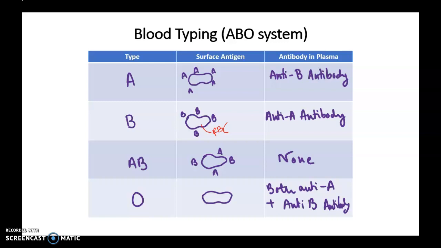Sorry class. However, a person with type B blood has B antigen, and in his plasma there will be anti-A antibody. A person with blood type AB will not have any antibody in the plasma, and if you look at a person with O blood type, he will have both anti-A and anti-B antibody in the plasma. Okay, so this was the very basic of ABO blood system.